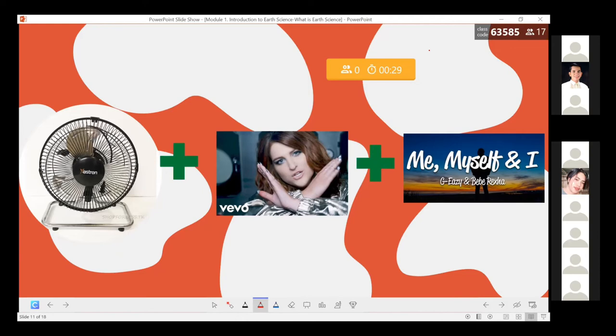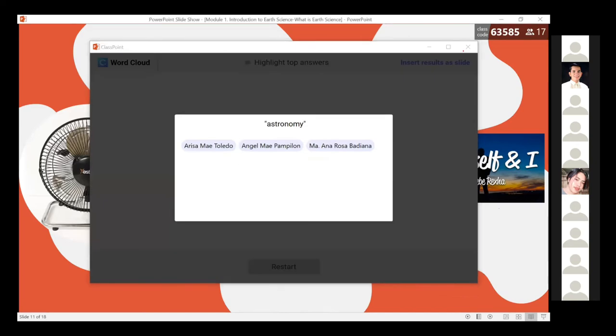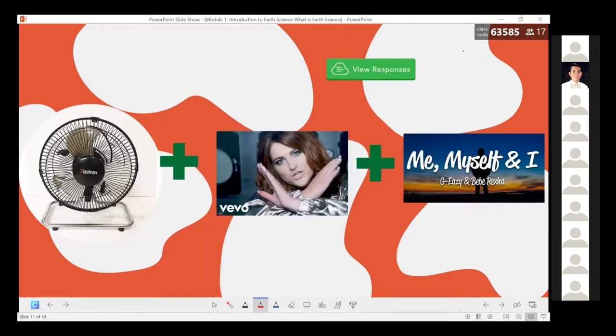Tingnan natin kung may responses tayo. Ayan, close submission tayo. Save for review na lang para ma-record natin. So the correct answer is, ilan ang sagot? Climatology? Merong astronomy. Tatlo ang nagsagot. Aris May Toledo, Angel May, and Miss Bajana. Okay. So the correct answer is astronomy. Di ba, Astron ang brand ng electric fan? Yes, that is astronomy. Alright, next tayo. Perhaps this is the last slide. Okay, wala na pala. So that's the last slide for our four pics, one word.